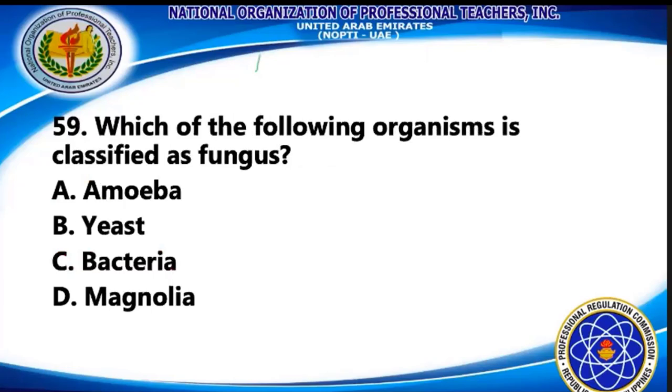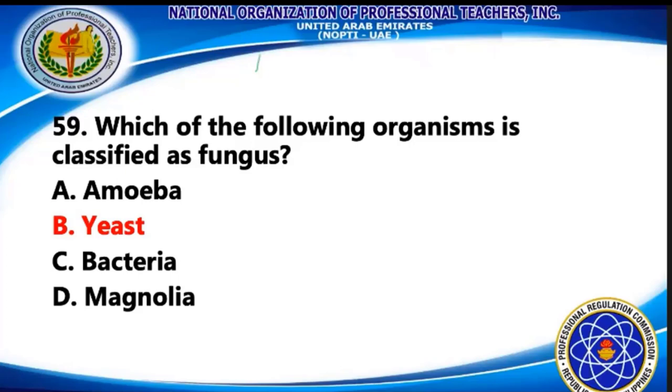58. Which of the following organism is classified as fungus? Amoeba, yeast, bacteria, magnolia. So, pag ako, iko-cross ko na si bacteria. Kasi iba ang fungi, ibang bacteria. Iko-cross ko na din si amoeba. So, mamimili ka sa yeast and magnolia. So correct answer is letter B, yeasts. Okay? Because yeast is classified under the kingdom fungi.